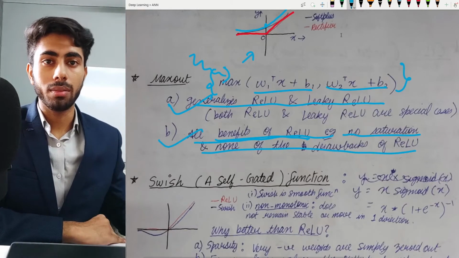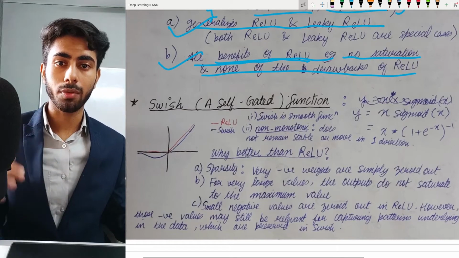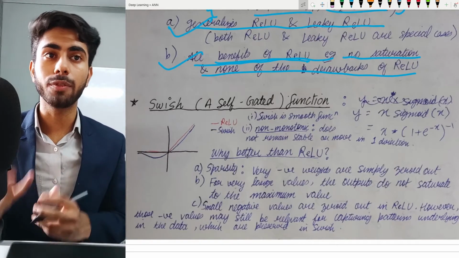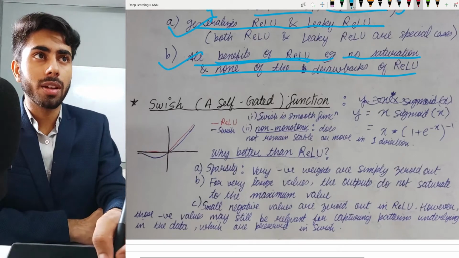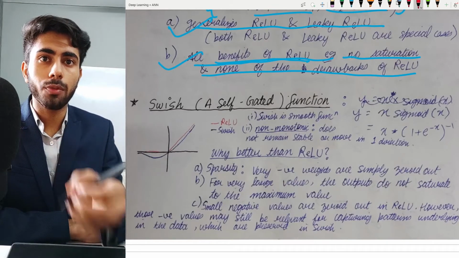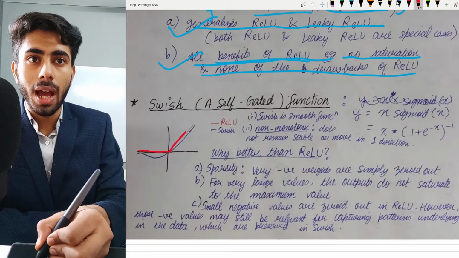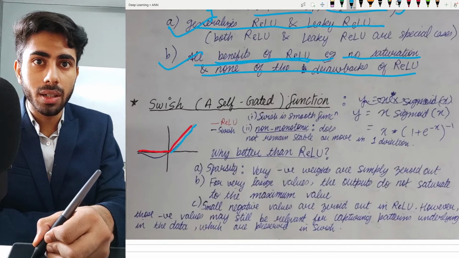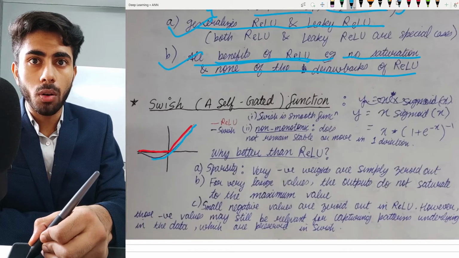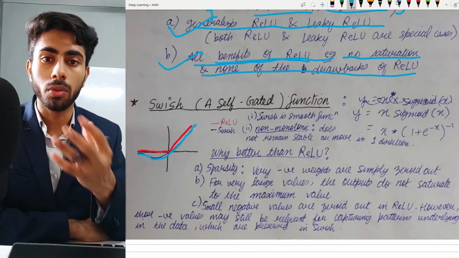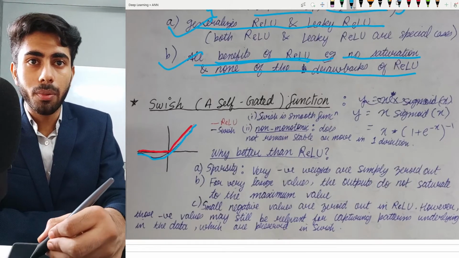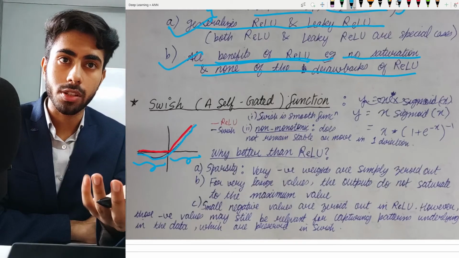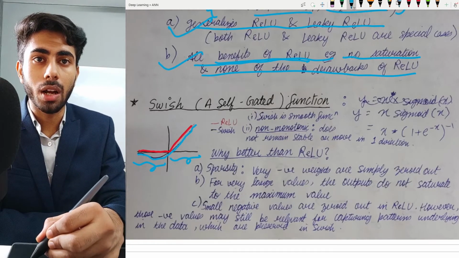Now let us discuss our last activation function for today's video, which is the Swish function. The Swish function is also known as a self-gated activation function. If we compare its graph to that of ReLU, the graph of ReLU will look like this, and the graph of Swish will look something like this. Here you can see that the graph is smooth at 0, but also the graph is non-monotonic. It means that in some portion the graph goes in one direction, and in some other portion the graph goes in another direction.